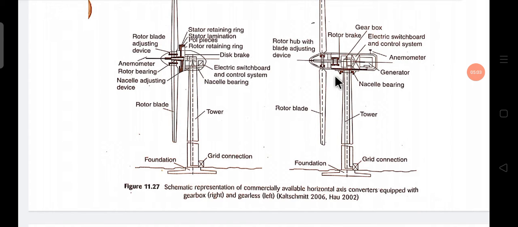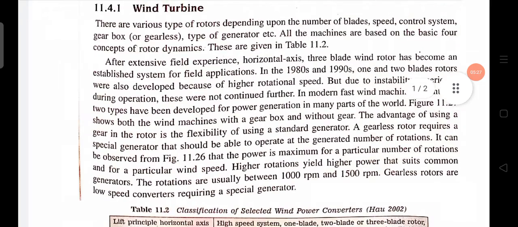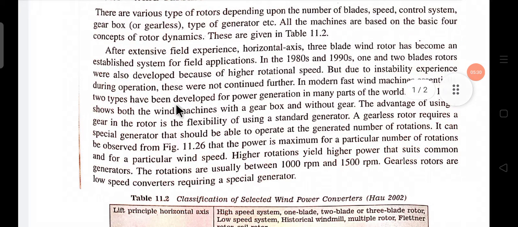With a gearbox, the generator can be connected with the rotor. But in a gearless rotor, a special type of generator can be connected for matching the rotation speed. Figure 11.27 shows both the wind mechanism with a gearbox and without a gearbox.